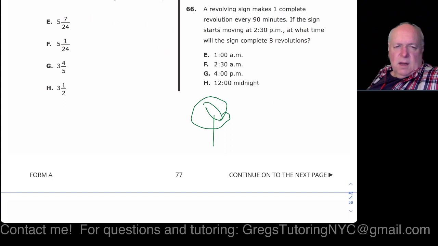In any event, the way we want to set this up, because this also trickles into other areas, we always have to ask ourselves, what is actually the concept you're being tested on? All right, so it's not just about revolutions, but it's about rates. So the rate in this case is going to be 1 revolution per 90 minutes.